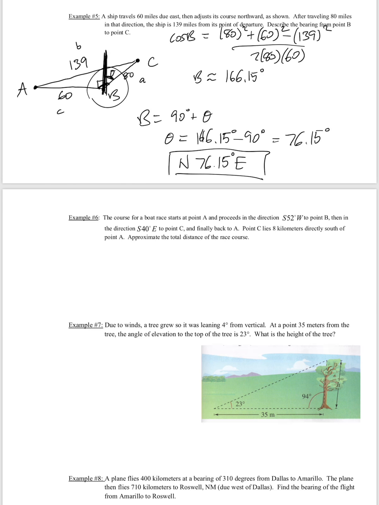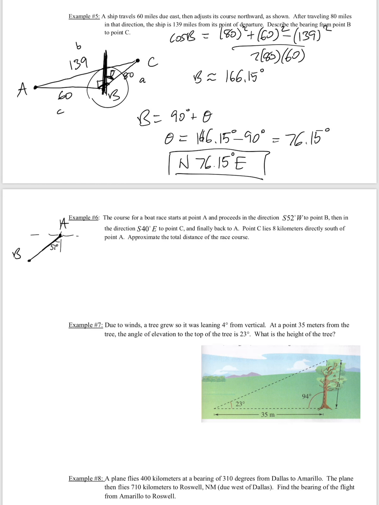The course for a boat race starts at point A and proceeds in the direction south 52 degrees west to point B. So let's chunk this. Take it one piece at a time. I'm starting at point A, and then I go south 52 degrees west. So along there. And I'm following that until I get to point B.